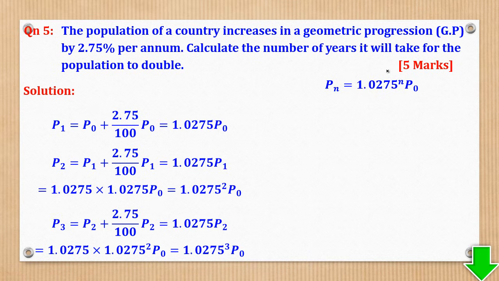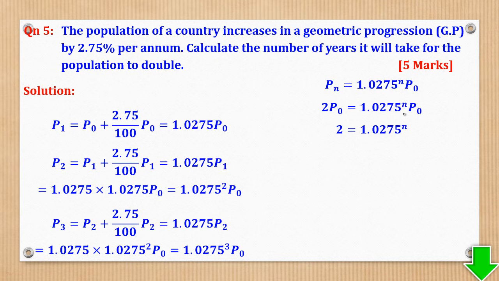Okay, now what do they want? They said calculate the number of years it will take for the population to double. So initially, if it was this, after how many years will it be 2P naught? That's what they want. So it means that with Pn, you put there 2P naught and get the value of n. So when the population is now twice the initial, you realize that P naught cancels away. When it cancels, you'll come up with 2 equal to this.